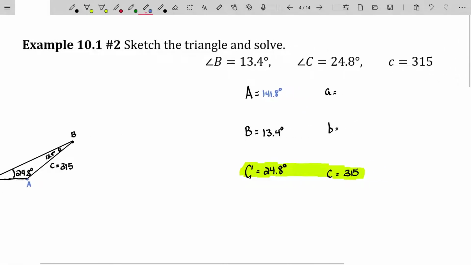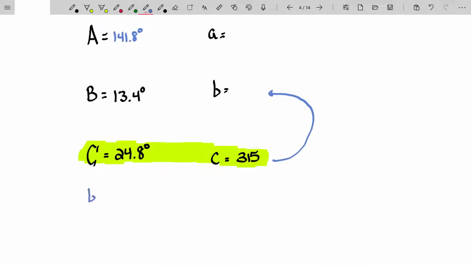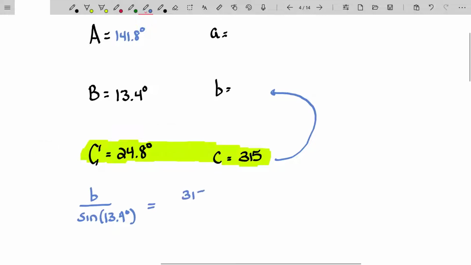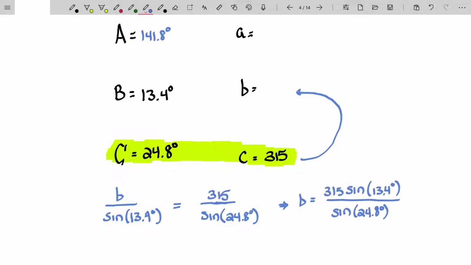Now let's go over and find those missing sides using the law of sines. I will use this full row to help me complete that row. So again, side B is to the sine of angle B, as side C is to the sine of its opposite angle, which is sine of 24.8 degrees. And I'll go ahead and compute that out. Actually, I'm going to wait to write it down until the very end. Actually, I could compute it right now.